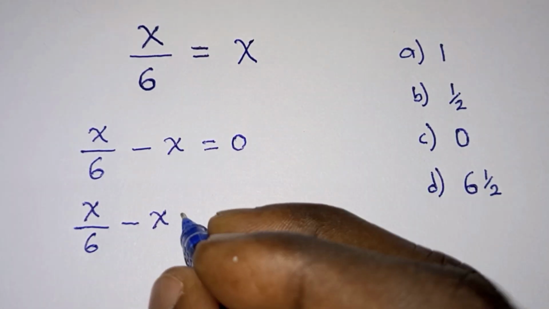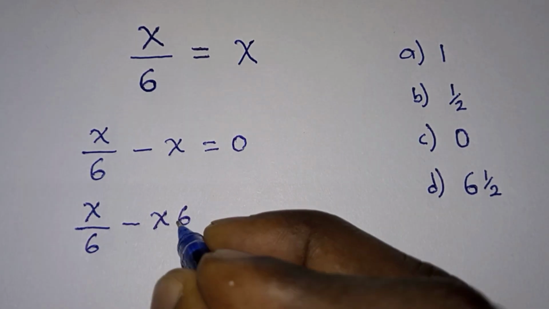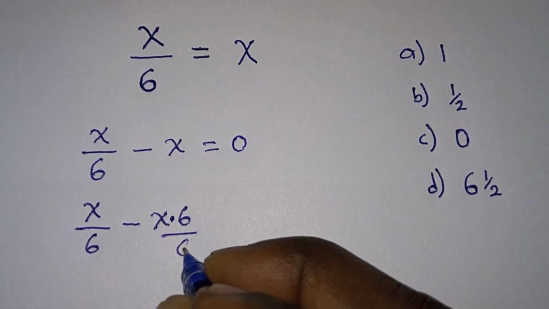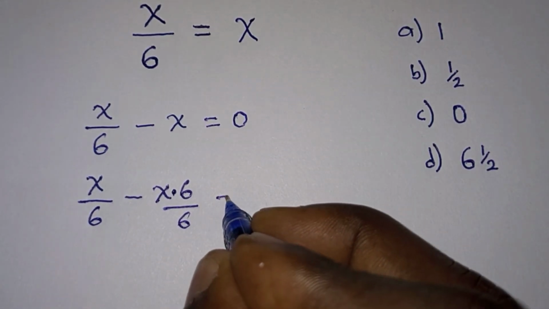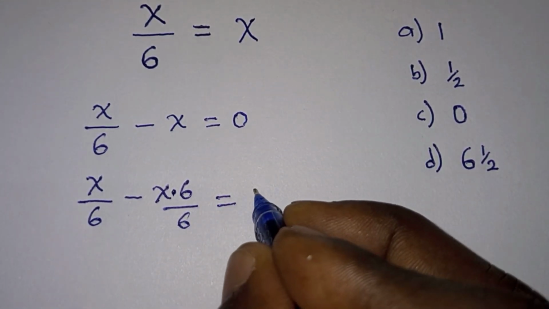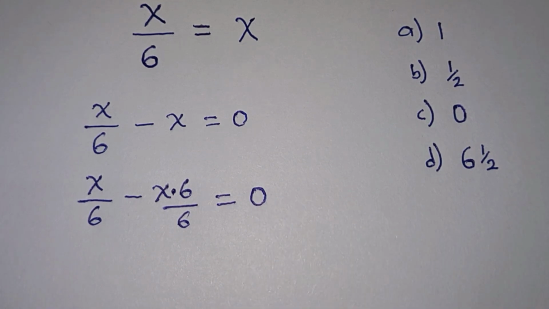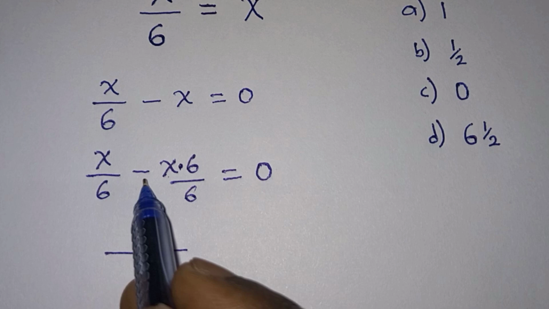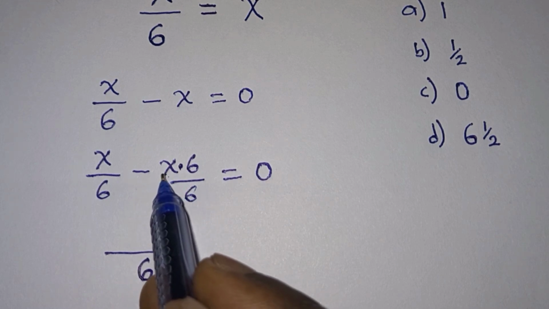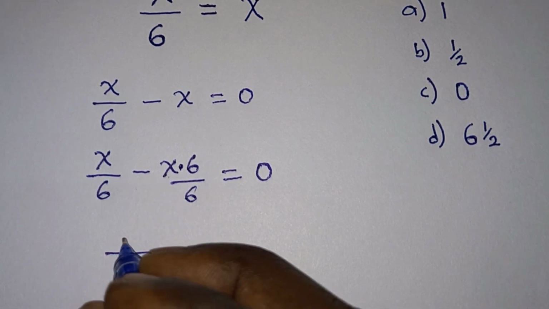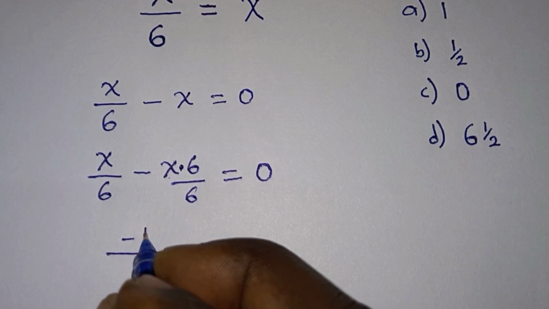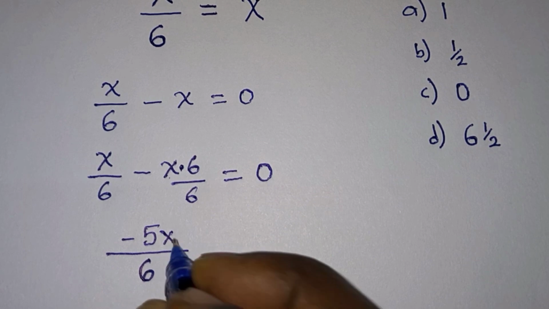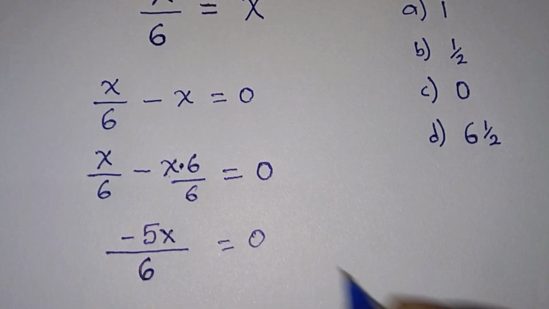By the 1, we're going to write it as 6 divided by 6. The reason is that we want to make the denominators the same so that we can easily combine the numerators. Then on the numerator side, we have x minus x times 6, which is negative 6x. So on the numerator side, we're going to get negative 5x, and this is equal to 0.